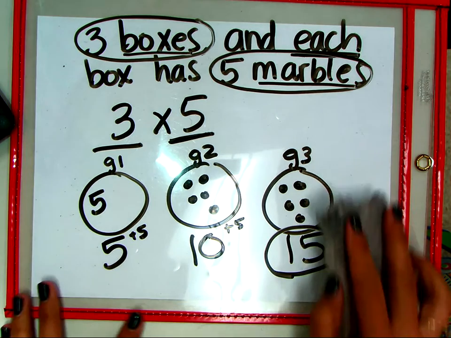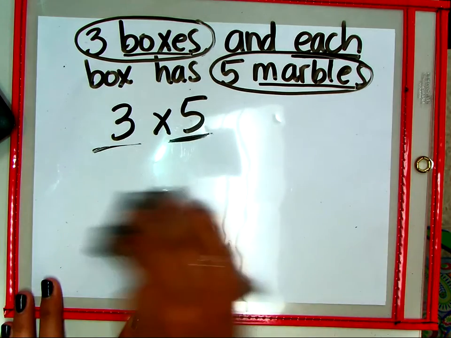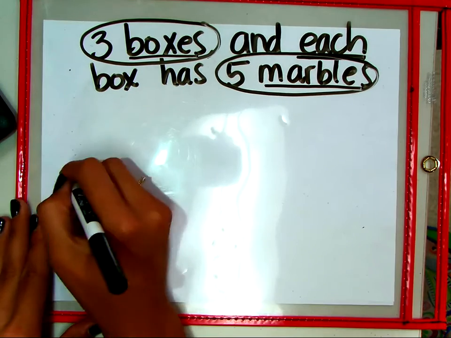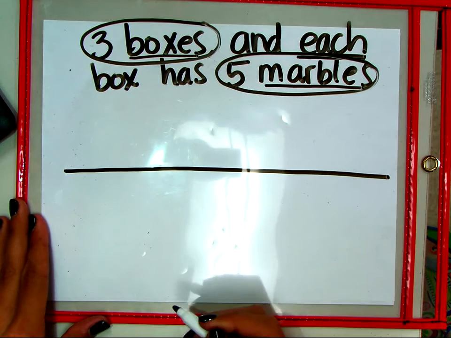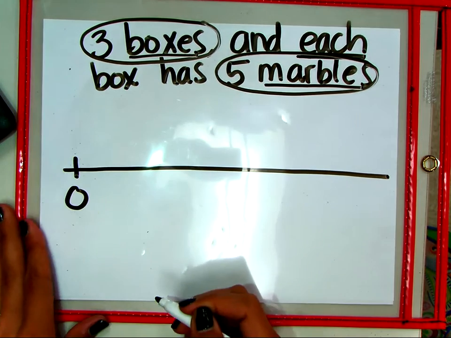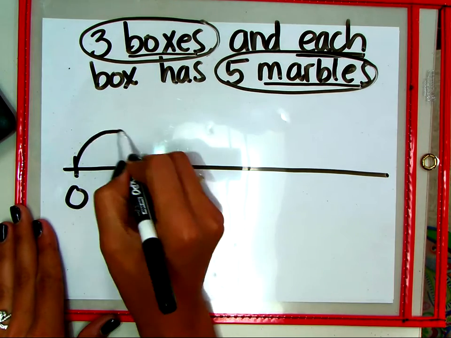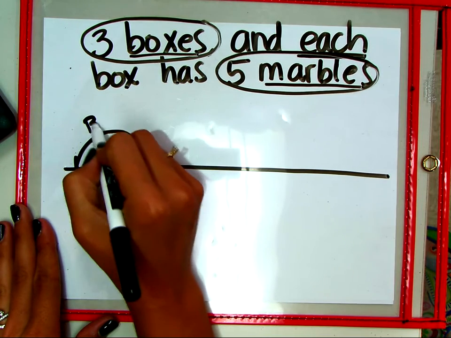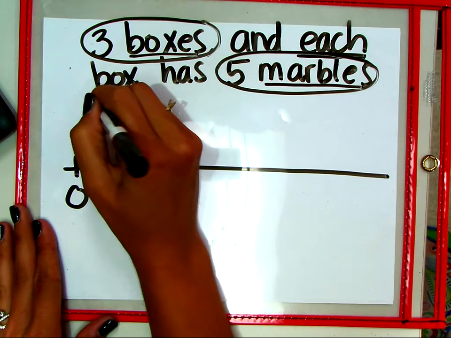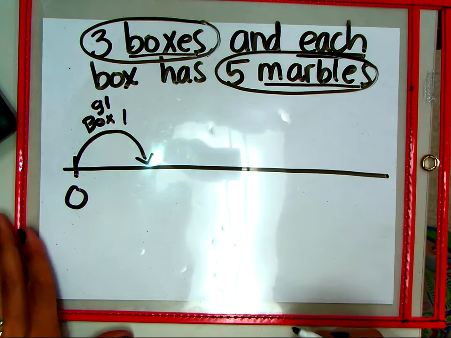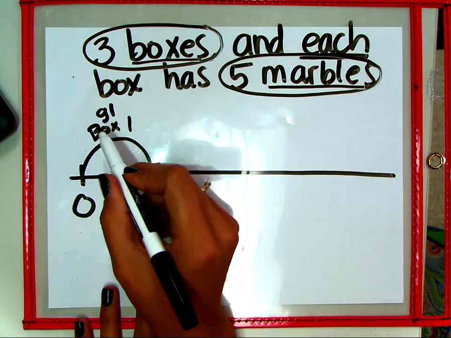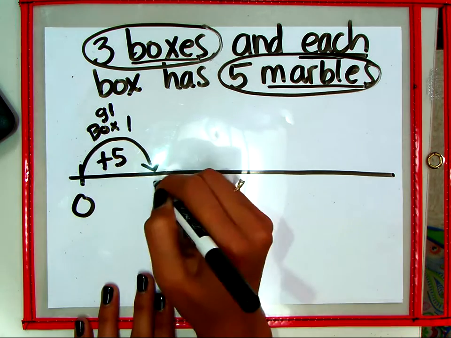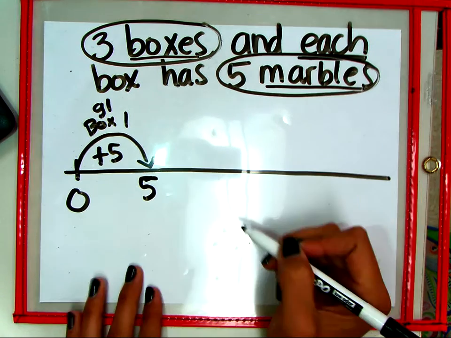Another way I can show this multiplication story is on a number line. So my number line is just a straight line. I always start at 0. My first jump on the number line is going to stand for the first box, so I could call this box 1, or I could, like before, just write G1 for group 1. Box 1 I know has 5 marbles, so this is a jump of plus 5. 0 plus 5 gets me to 5.